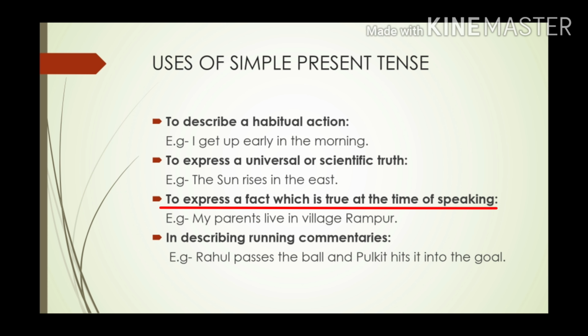Next, simple present tense is used to express a fact. Fact means something that is known or proved to be true. So it expresses a fact which is true at the time of speaking. For example, my parents live in village Rampur. Now this is a fact, so I will use simple present tense to express this.